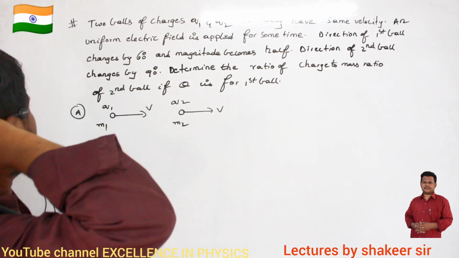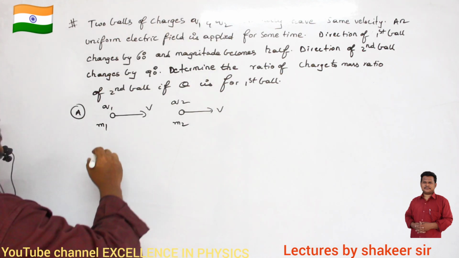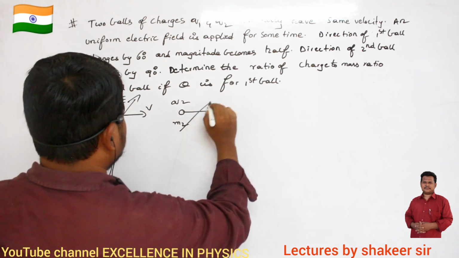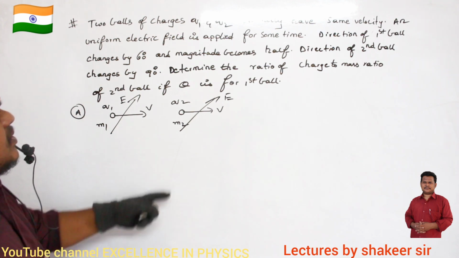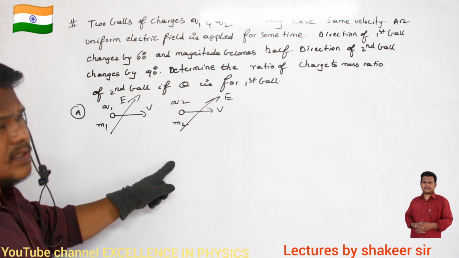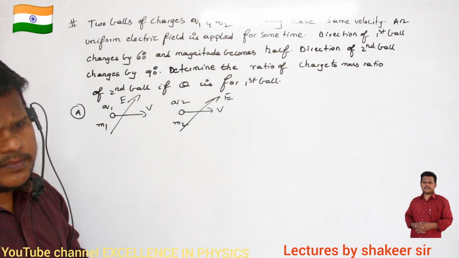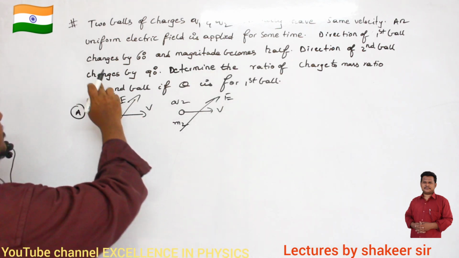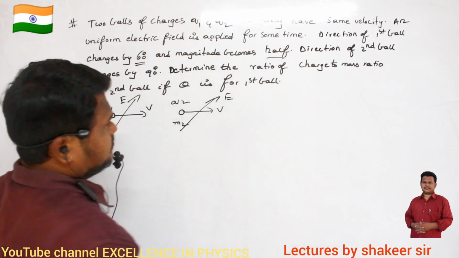Clear? Then what he is saying: a uniform electric field is applied for some time. So an electric field is applied in this direction. This is E, the direction of the electric field, which is applied at a particular angle of theta. Then if I am applying the electric field in this direction, these charges will experience some force. So because of that, what is happening to the first ball? The direction of the first ball changes by 60 degrees and its magnitude becomes half.